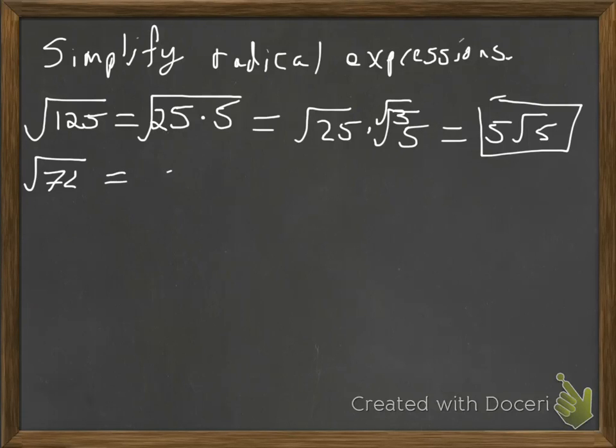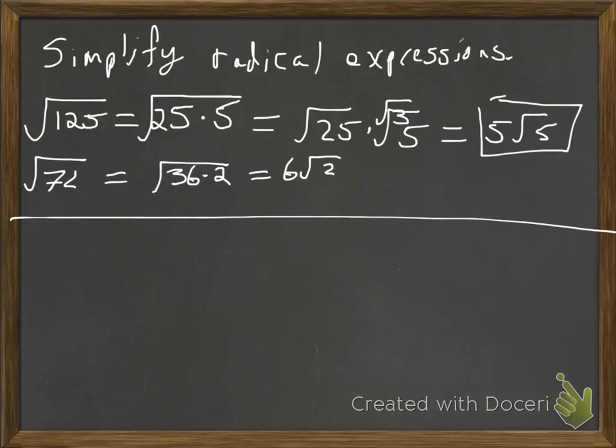Okay. The next one we'll look at is the square root of 72. And 72 is 36 times 2, so that's the largest perfect square. And we can rewrite that as the square root of 36 times the square root of 2. The square root of 36 is 6, so we get 6 square roots of 2.